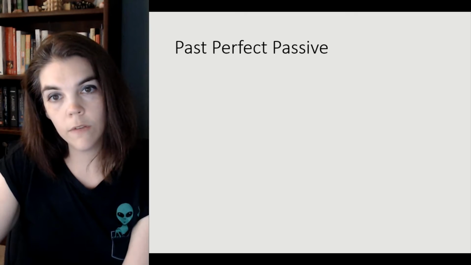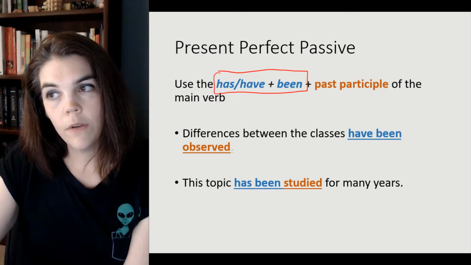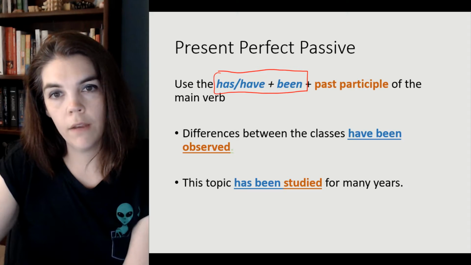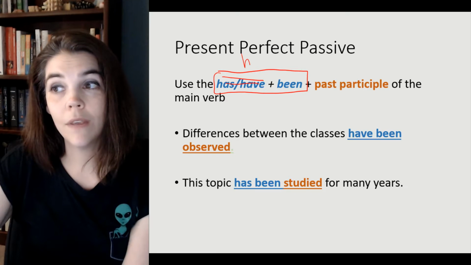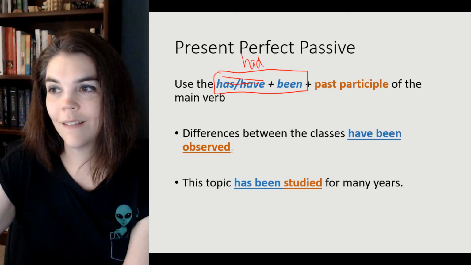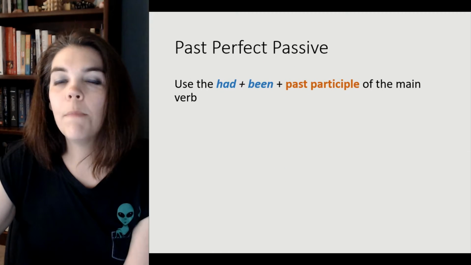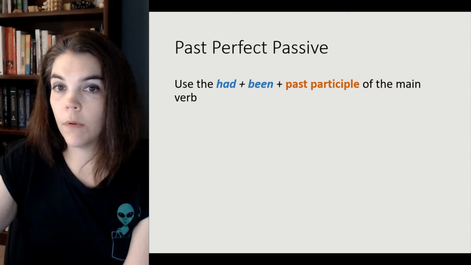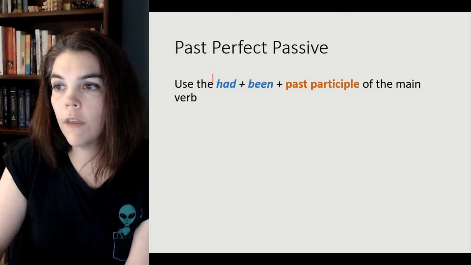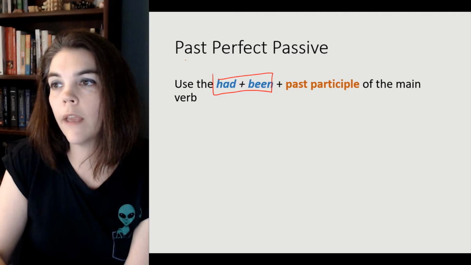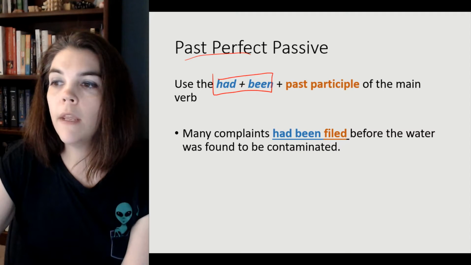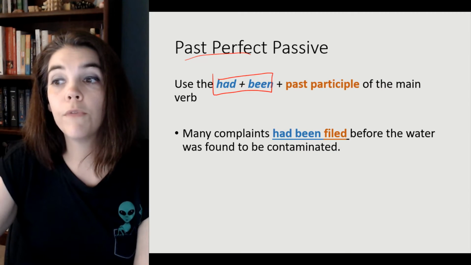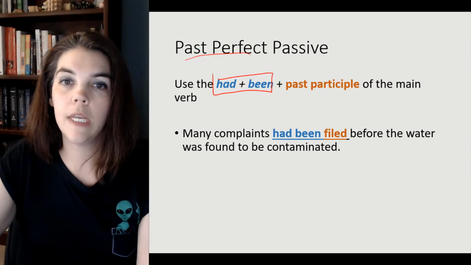Can you make a guess? So you know that present perfect looked like that. How would we make this past? Maybe you remember had? So had been plus past participle. So again, all you have to think about is what does that be verb look like in the past perfect? It's had been.